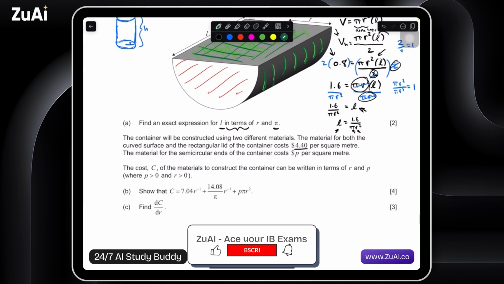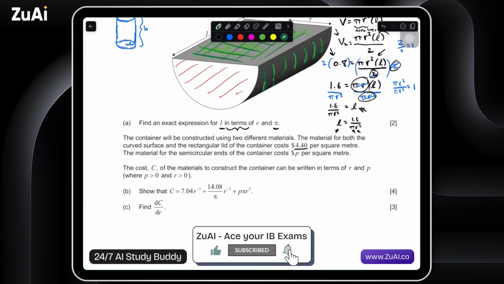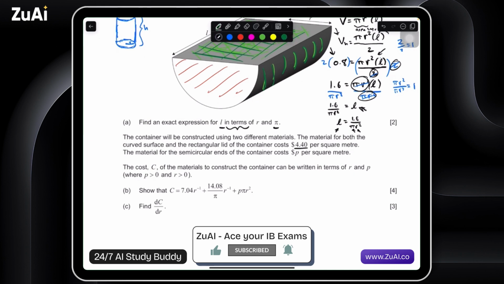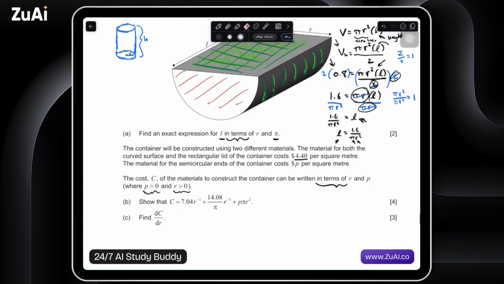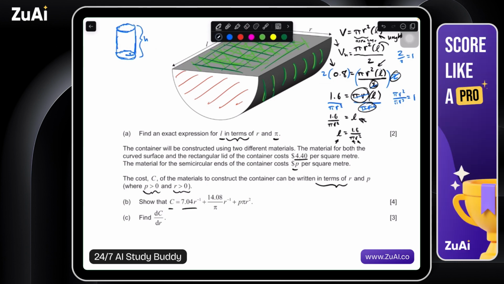The cost C of the materials to construct the container can be written in terms of r and P, where P is greater than 0 and r is greater than 0. So what does that mean? The radius is greater than 0, and P, the price, is as well greater than 0. Show that the cost is equal to 7.04 r to the negative 1, plus 14.08 over pi times r to the negative 1, plus P pi r squared. You might say, geez, that's very intimidating.